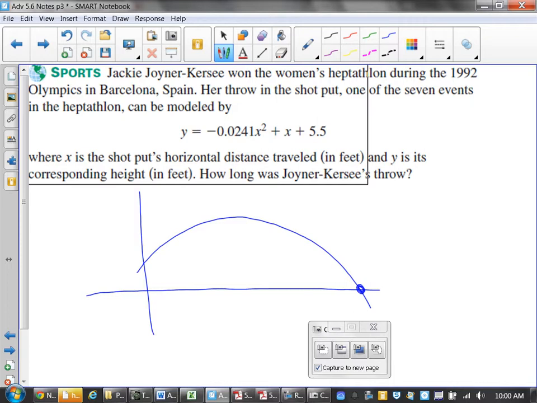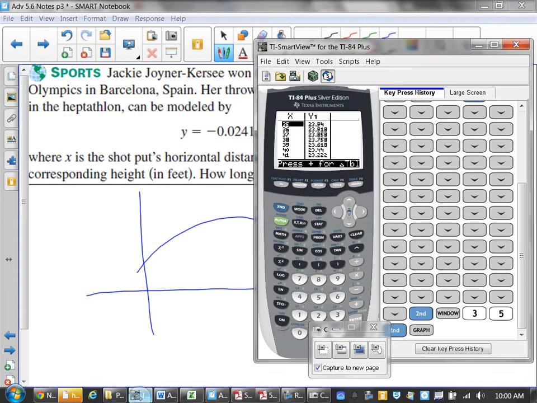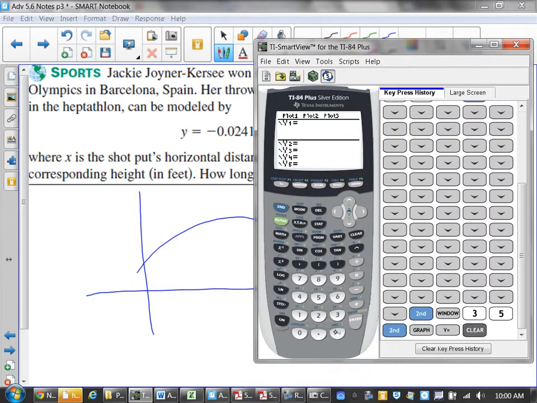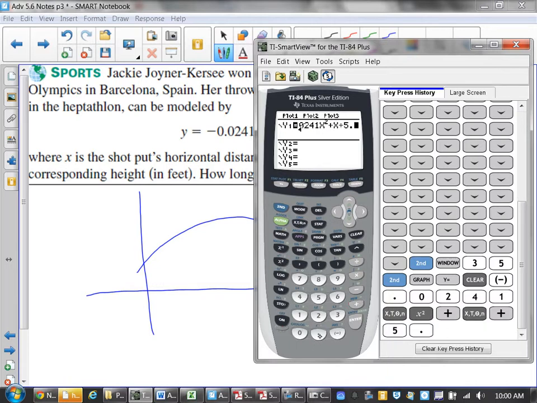Or, let's put this one in. I'll show you another one you can do. Negative 0.024 something, 1 x squared plus x plus 5.5. Everybody agrees that it crosses the x-axis somewhere, right? Everybody also agrees that she's probably not throwing a shot put 200 feet.